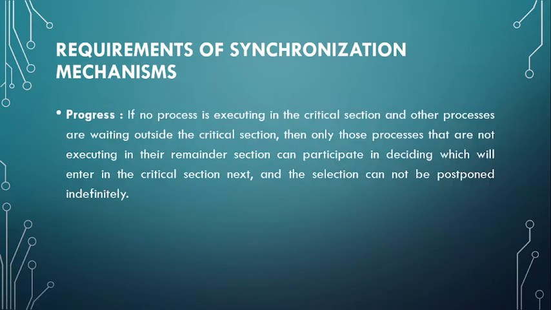The next requirement is progress. If no process is executing in the critical section and no other processes are waiting outside the critical section, then only those processes that are not executing in the remainder section can participate in deciding which will enter the critical section next, and the selection cannot be postponed indefinitely.